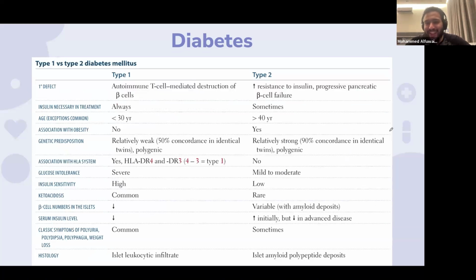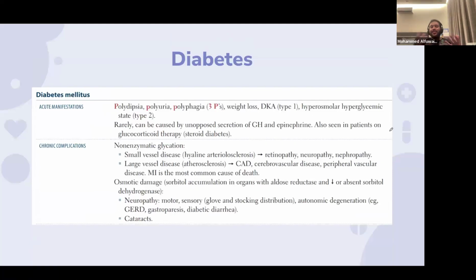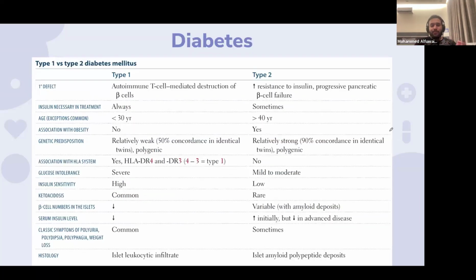Anyways, you have type 1 and type 2 diabetes. For type 1 diabetes, where is the defect? The defect is autoimmune. For type 2, it's someone who is obese, later on comes to you with insulin resistance, later on will come to you with exhaustion of the beta cells, which will cause the insulin deficiency and basically diabetes.